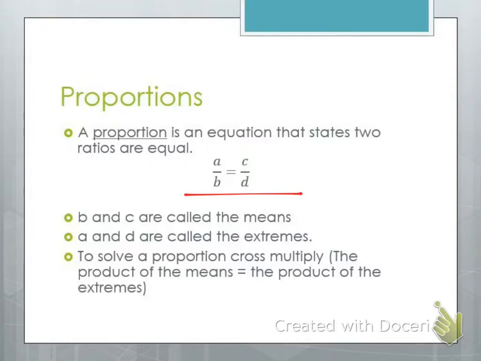As many of you hopefully remember and know, to solve a proportion, you cross multiply. So that means the product of the means, b times c, is equal to the product of the extremes, a times d. So if you want to write that at the bottom, b times c is equal to a times d. That is how we solve proportions.